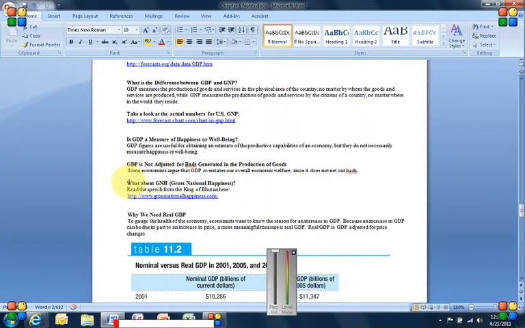What about GNH? Have you ever heard of this? Gross National Happiness? This isn't a joke. There's actually a country that over a couple of years went through an extensive process of redefining their national health because they recognize the weaknesses and the shortcomings of GDP. And they ended up coming up with a term known as gross national happiness.